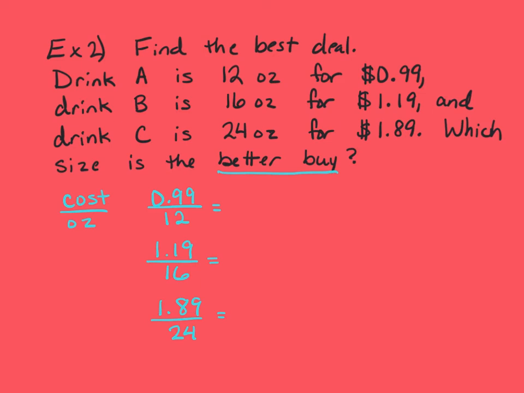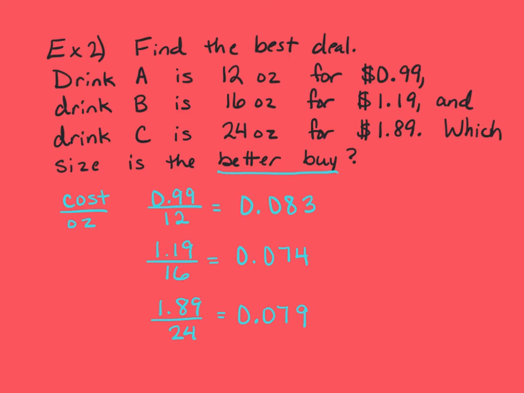When we divide 99 cents by 12 ounces, we get 0.083 if we round. For drink B, we can round and get 0.074. And then for drink C, we can once again round, and we get 0.079 if we round up. So just make sure you go out enough decimal places that you can compare these. I went out just enough to compare each of them.